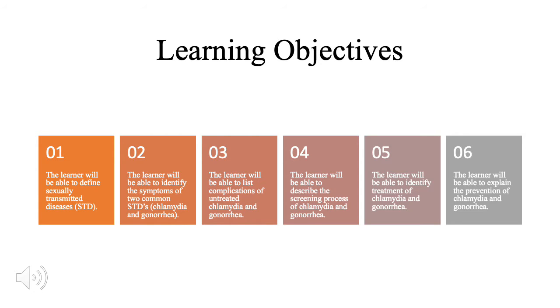Number 4, the learner will be able to describe the screening process of chlamydia and gonorrhea. Number 5, the learner will be able to identify treatment of chlamydia and gonorrhea. And 6, the learner will be able to explain the prevention of chlamydia and gonorrhea.